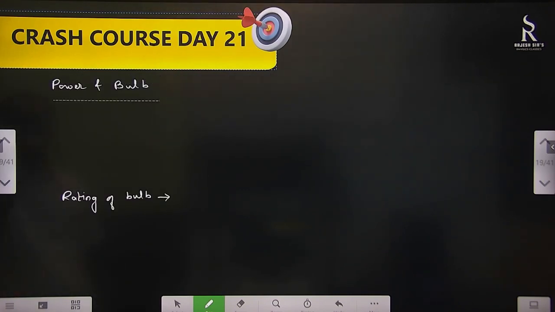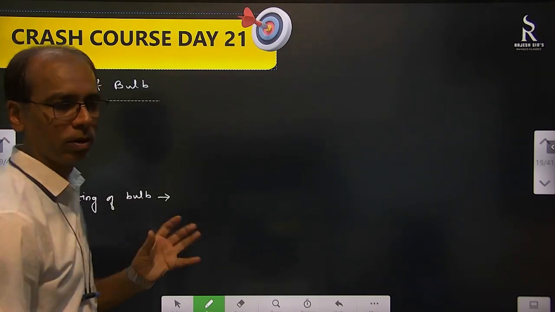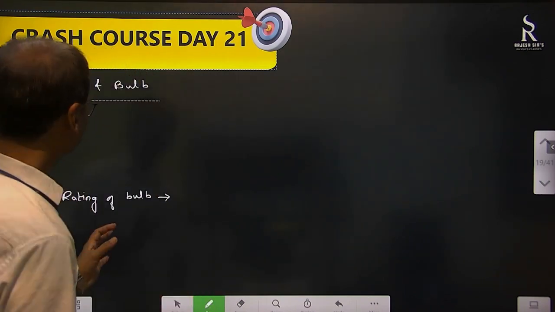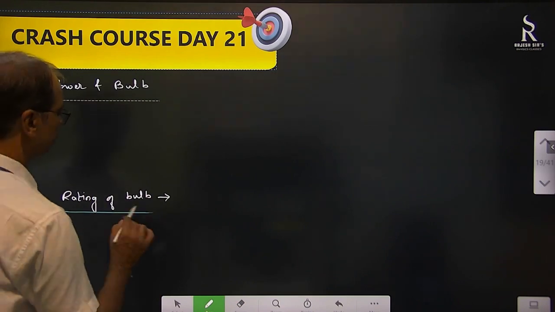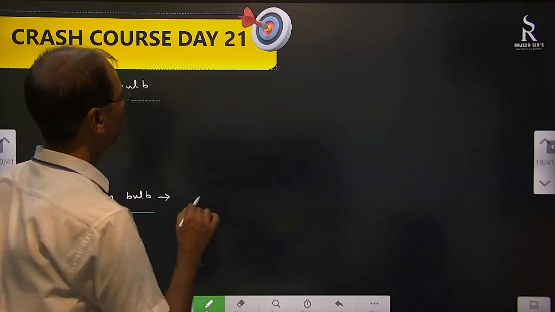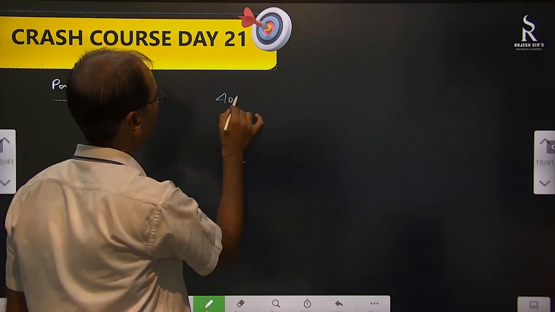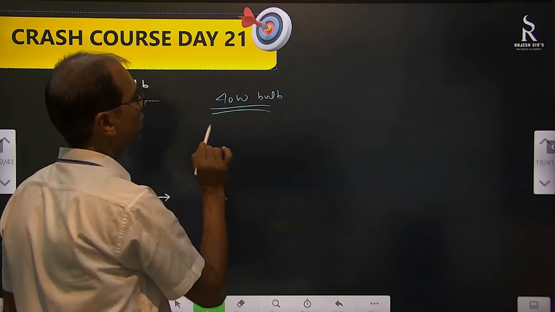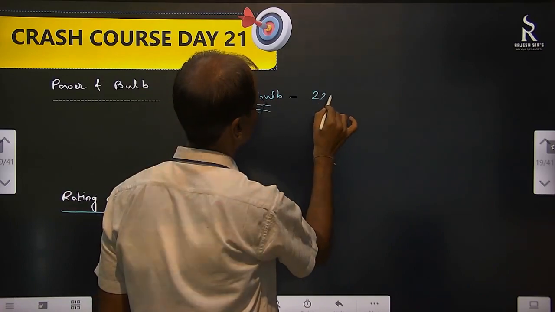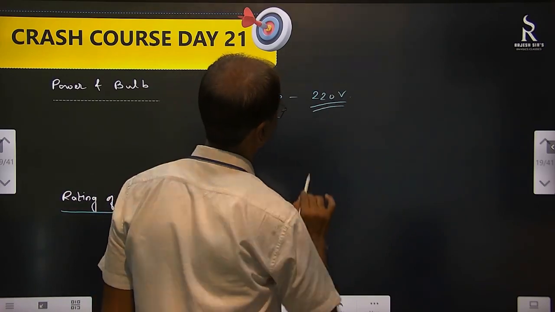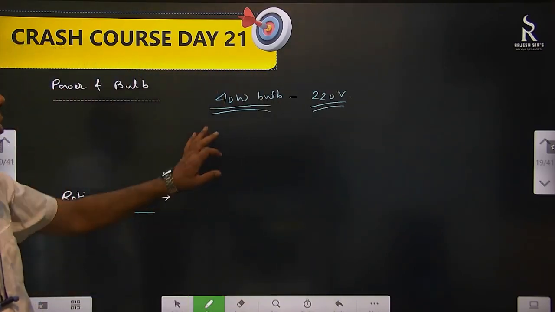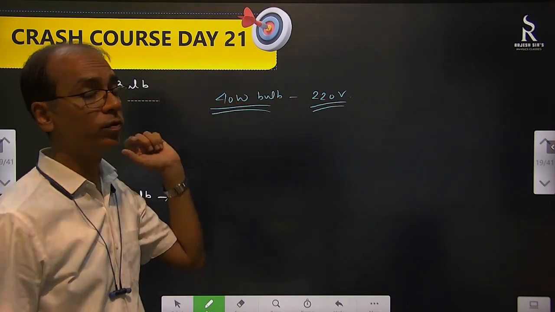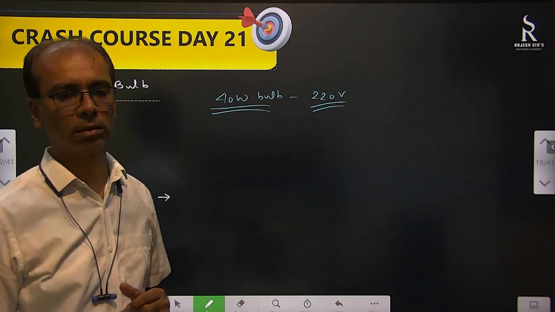Power and bulb. Okay. We are all familiar with a bulb. But a bulb has something like a rating. When you go to the shopkeeper, you will say, okay, I want a 40 watt bulb. He will give you one. But there is one more thing written on that, that is 220 volt, which is our supply. Supply at home is 220 volt. So it means if you put this into 220 volt, it is going to give you 40 watt of power.